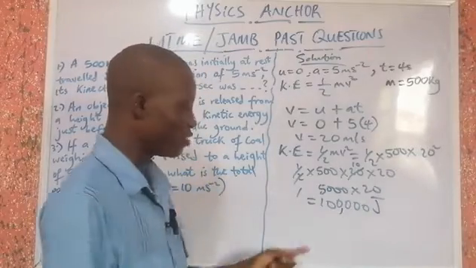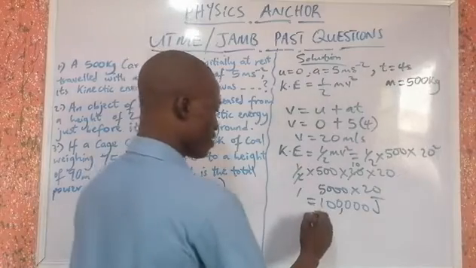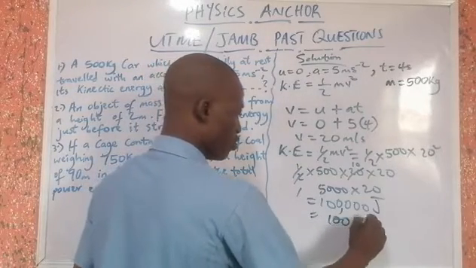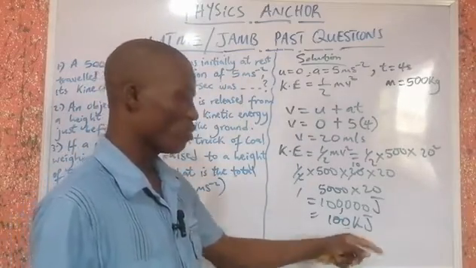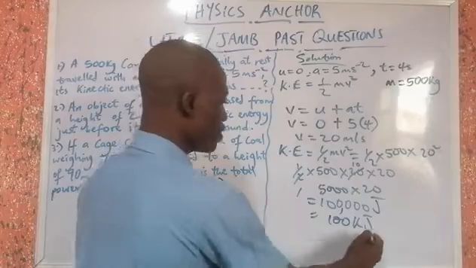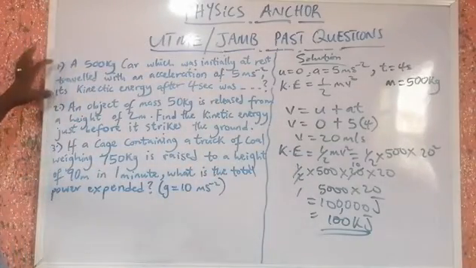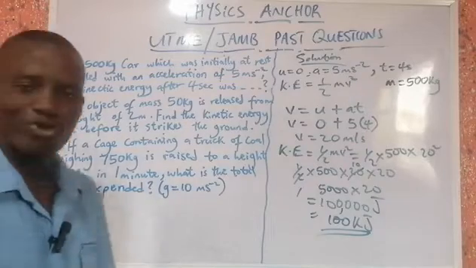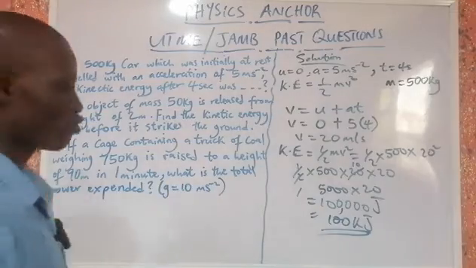It's possible that in your exam, because the figure here is actually big, they may convert it to kilojoules for you. That will be 100 kilojoules. That's like saying 100 times 1,000 joules. So that is the kinetic energy being asked for us to find in question number 1. I hope you understand what we just did. So let's move to number 2.